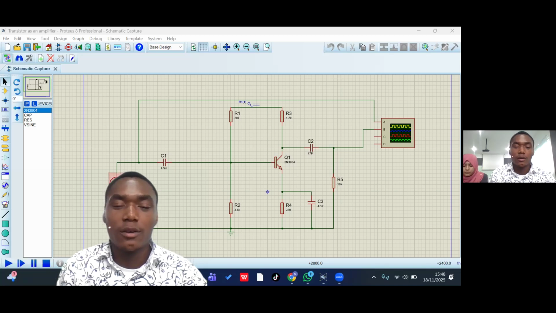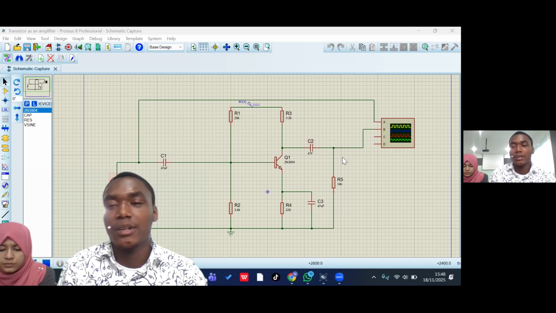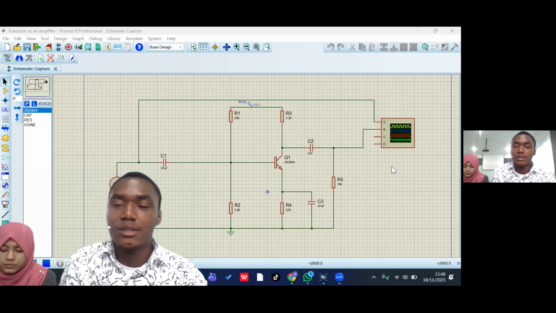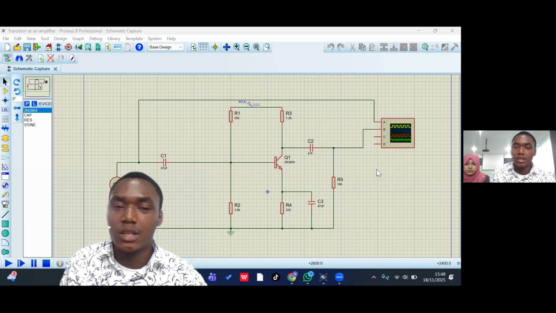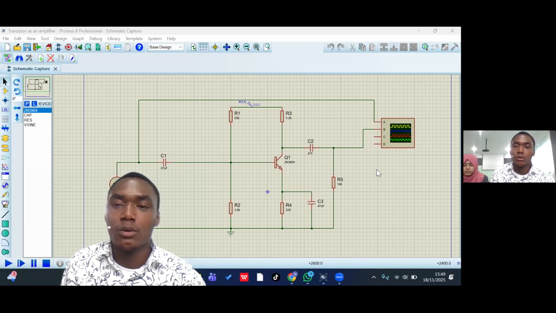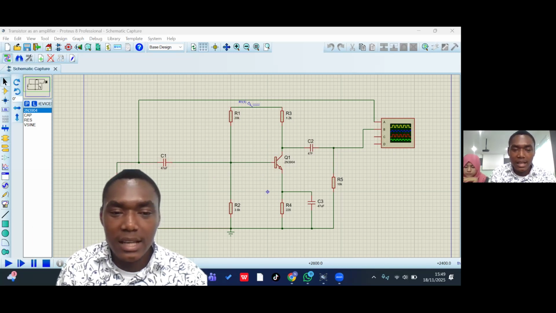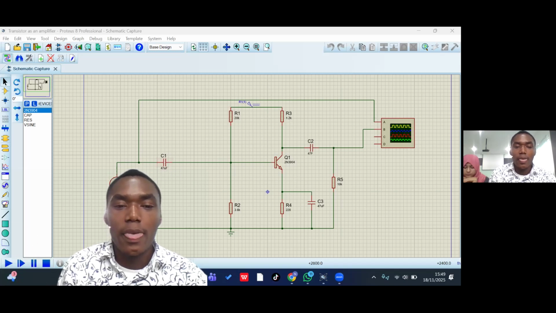In our circuit, we have V sine, which will be a sine wave that this transistor will amplify with resistors and capacitors. And also we have an oscilloscope, which will show us the result for the input signal and the output signal. So here we have V sine, which will give us the sine wave we should amplify.